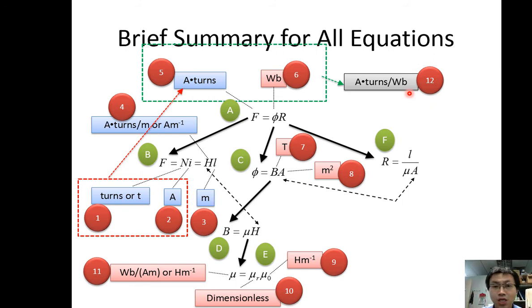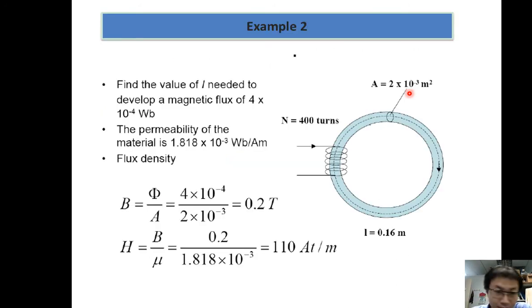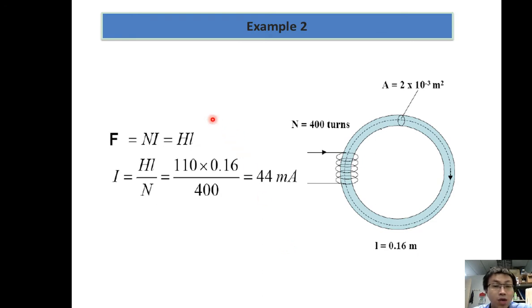Remember, when it comes to solving this type of equation, we must list out the equations first. Okay? So for example, we want to find the value of I needed. Then we have a magnetic flux of 4 times 10 to the power minus 5. We have the permeability of the material. We have the N. We have the ampere. So we want to find the I. How? So first we find the B first. Phi given value, we have the area. Then we find the B. Then when we have the B, we have the mu. We can find our H. After that, we have H. We have L. We have N. We want to find our I. Okay.